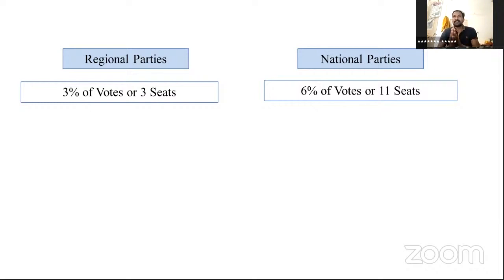If it wins 11 Lok Sabha seats, or in different states, 4 states, not only one state like a regional party. Which party gets 6% of votes or 11 Lok Sabha seats, that is known as a national party. Children, list out the national parties in India and also list out the regional parties here in Telangana state. Okay, did you understand what a regional party is and what a national party is? Okay, very good. Next slide.